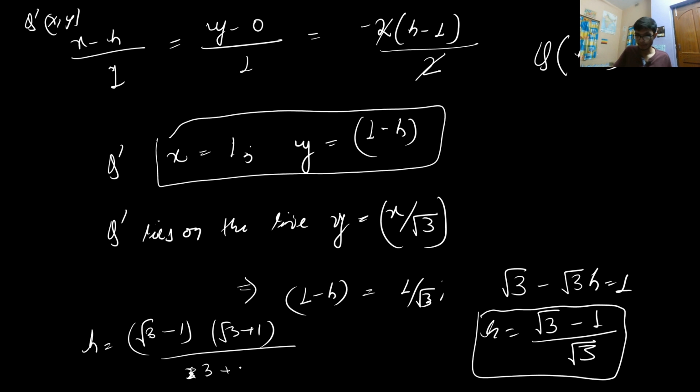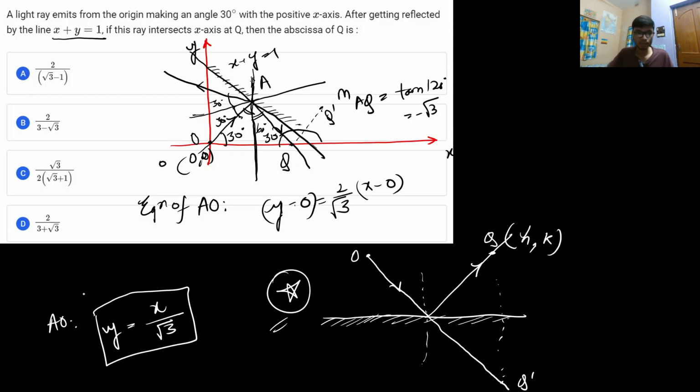3 plus root 3. And this will become equal to, a square minus b into a plus b is equal to a square minus b square, so that will become 3 minus 2, that is 2 by 3 plus root 3. So you can definitely rationalize the numerator to get to the form of the answer, and the answer of this particular problem is option number D. So you can definitely solve this problem very easily.